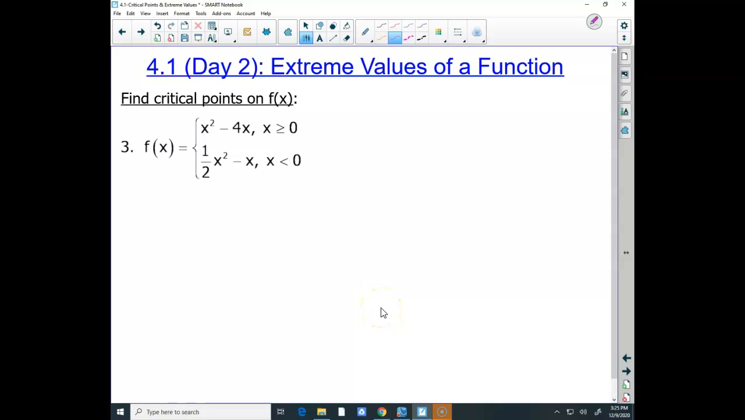Okay, well, good morning, guys. Going to do extreme values of a function day 2. We're going to finish this up. Hopefully I don't ramble on today and I can get this done in a timely fashion.